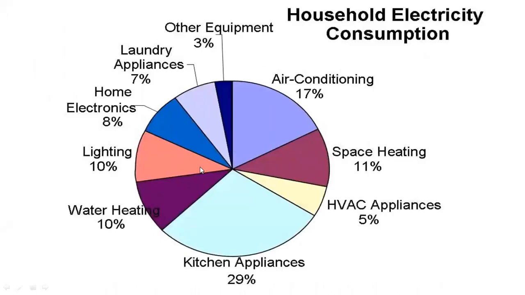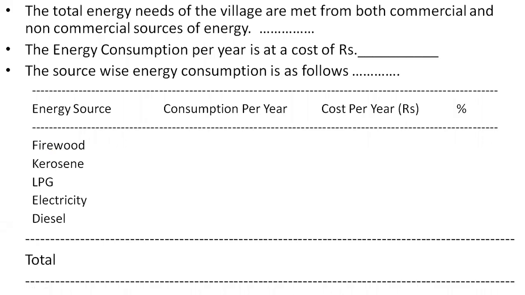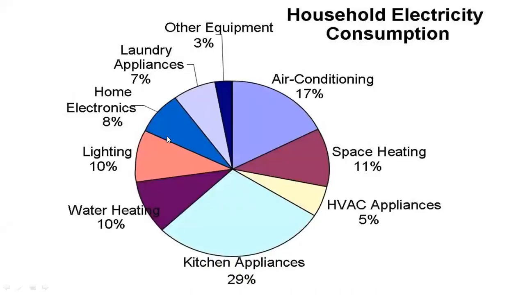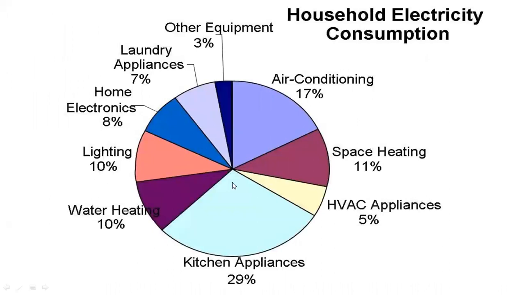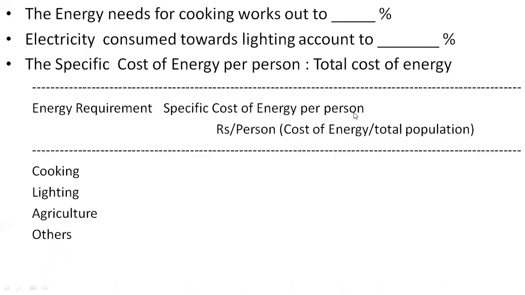So the best thing is you should have a graphical representation. You should have tables, and you should have graphical representation. This is not the actual figures. You can always draw a pie chart for these values. What is the percentage of firewood, percentage of kerosene, percentage of LPG, sort of thing. This is just an idea. This is how you can draw the household electricity consumption in terms of pie. Then you can say energy needs for cooking works out what is the percentage of energy that is for cooking, percentage of energy for electricity.